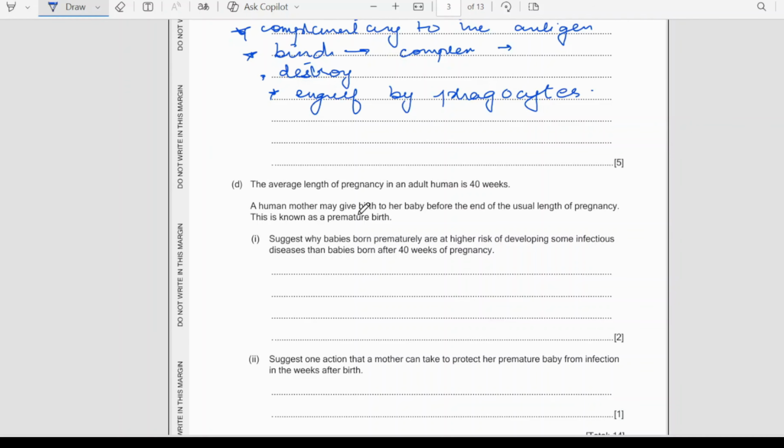The average length of pregnancy in human adults is 40 weeks. A human mother may give birth to her baby before the end of the usual length of pregnancy. This is called premature birth. Explain why babies born prematurely are at higher risk of developing some infectious diseases than babies born after 40 weeks of pregnancy. It is related to passive immunity basically, because passive immunity is transferred from mother to baby. Now tell, what if?